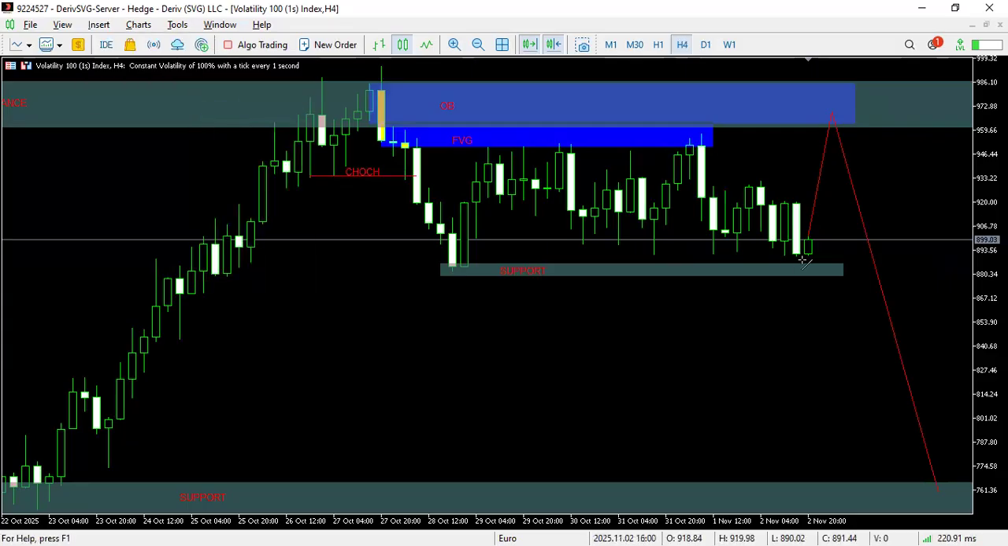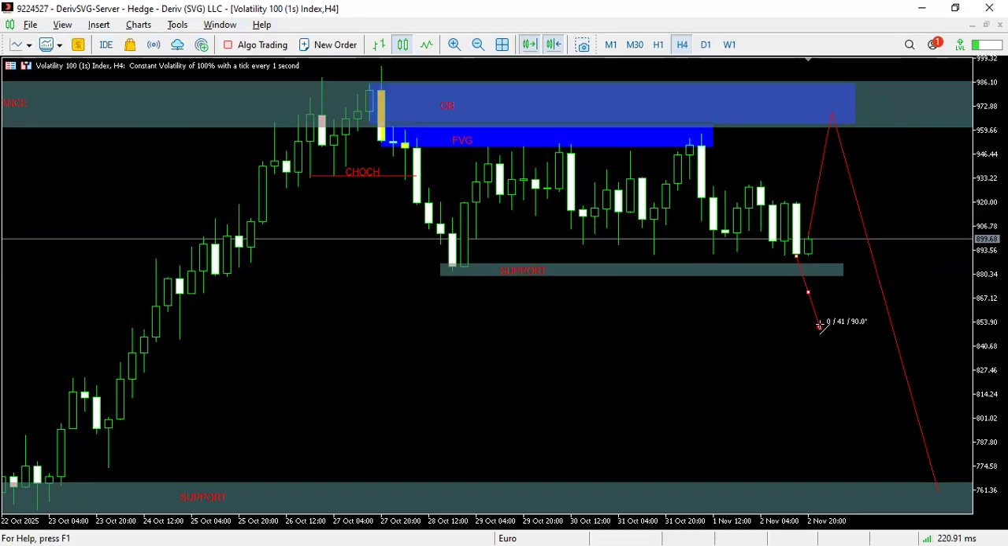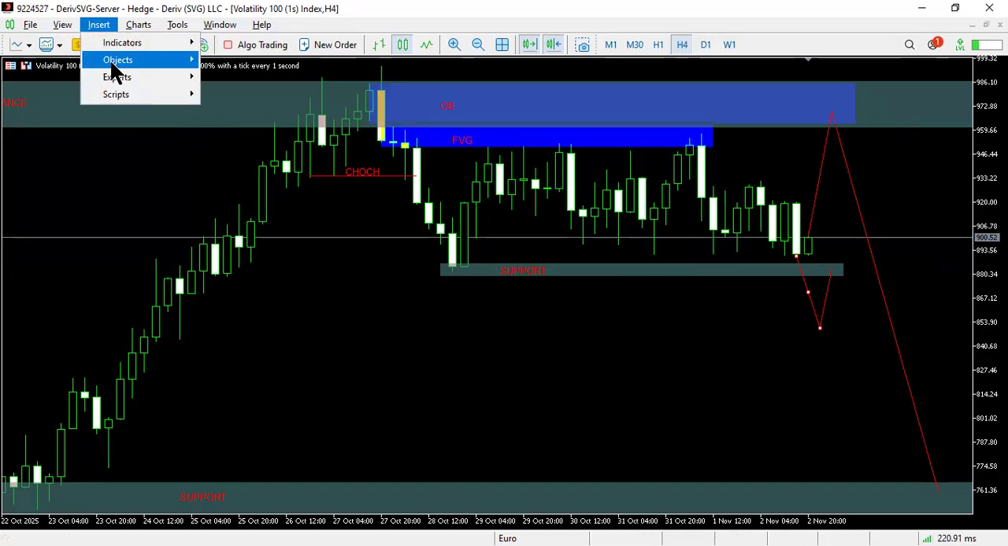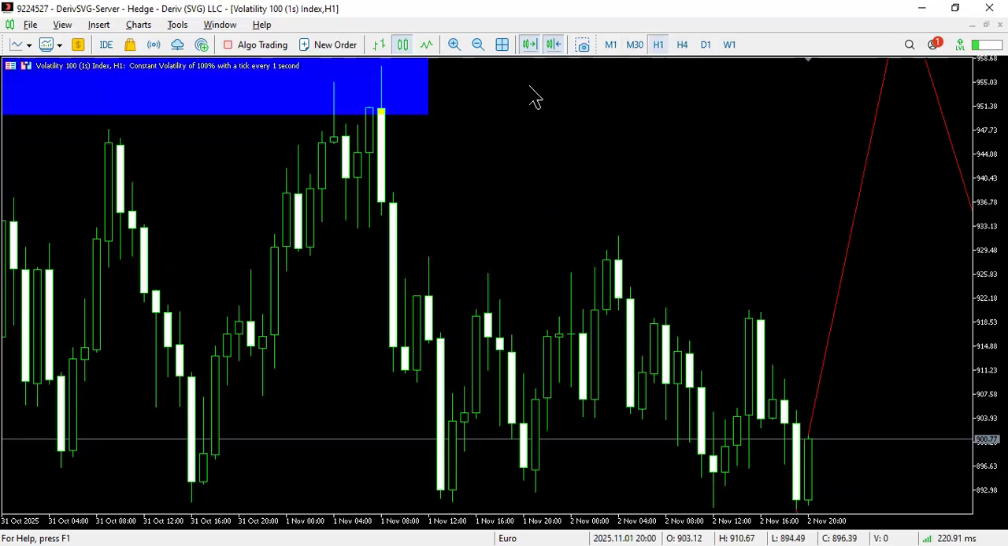Or it will break this support, and then I'm going to wait for a mitigation of that order block, and then we can expect a move down, because the change of character has occurred. So that is a sign to me that price has reversed. These are the two scenarios that I'm waiting for to happen.